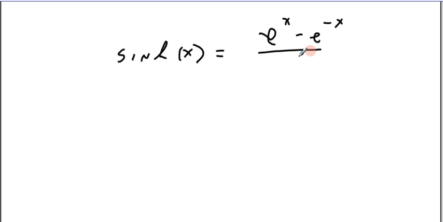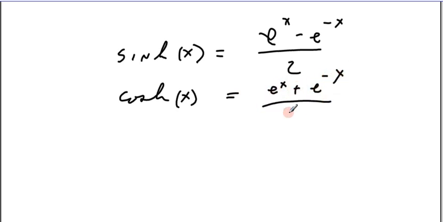We're now going to go on to talk about something else. So, if I have a hyperbolic sine of x, what does that mean? That means I have e to the x minus e to the minus x, over 2. If I have the hyperbolic cosine of x, what does that mean? I have e to the x plus e to the minus x, over 2.